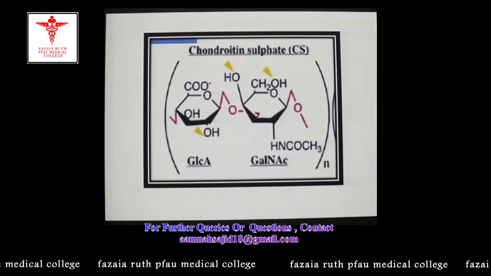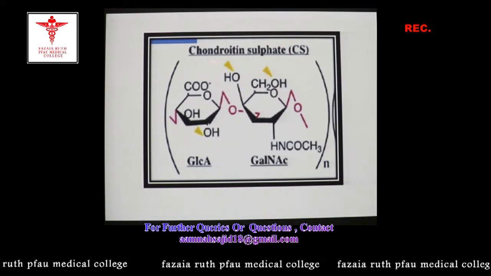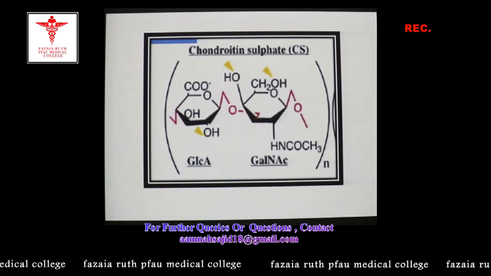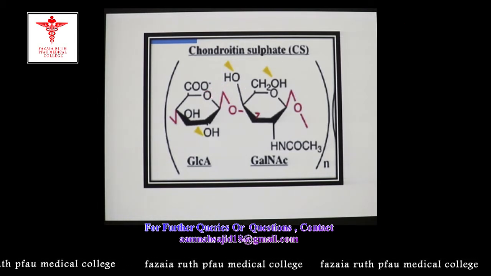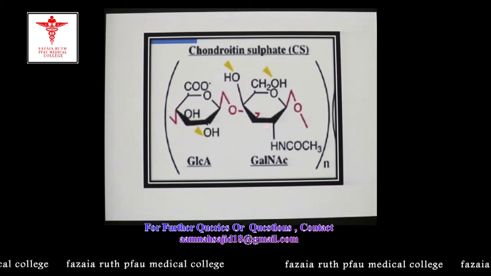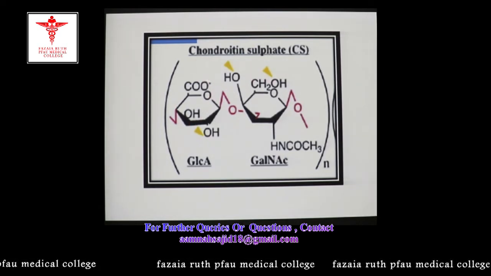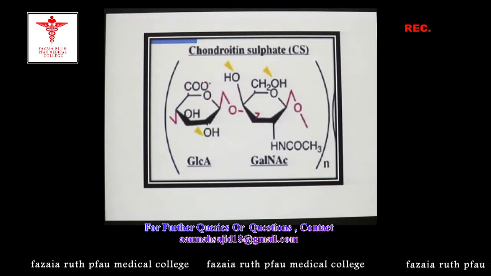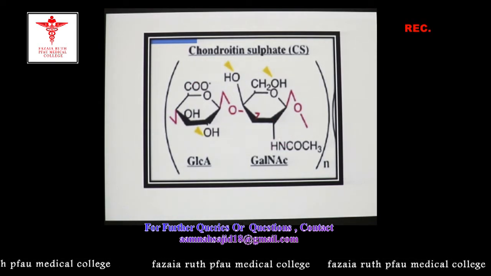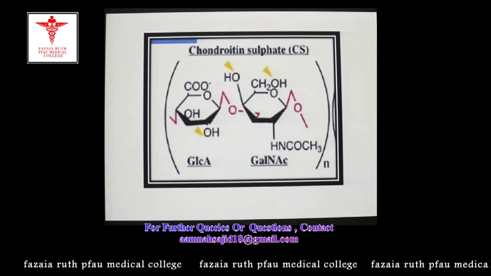Now, this figure shows chondroitin sulfate, which is a glycosaminoglycan found in humans, and it is composed of two different types of subunits, an acidic sugar and an amino sugar. It is called an acidic sugar because it is a carboxylic acid, and it is known as an amino sugar because it contains an amino group.